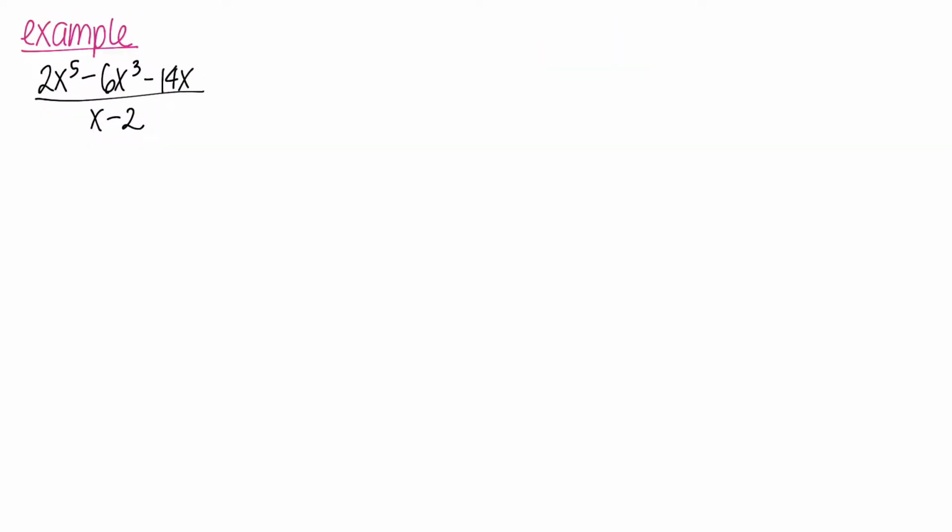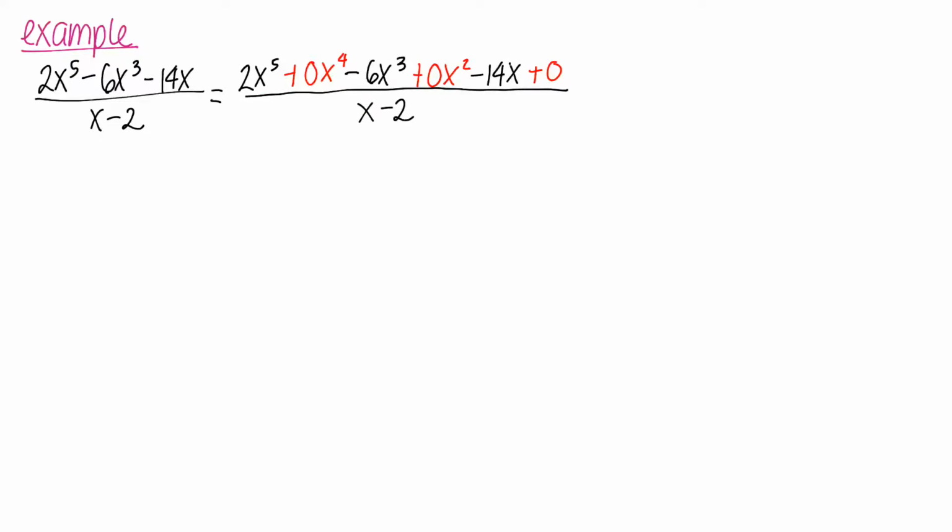So let's go ahead and look at another example here. This is going to really show you how much nicer synthetic division is. So first of all, I'm going to rewrite this so I have all the powers of x and make sure they're descending. So I have 2x to the 5th plus 0x to the 4th minus 6x cubed plus 0x squared minus 14x plus 0, all over x minus 2.